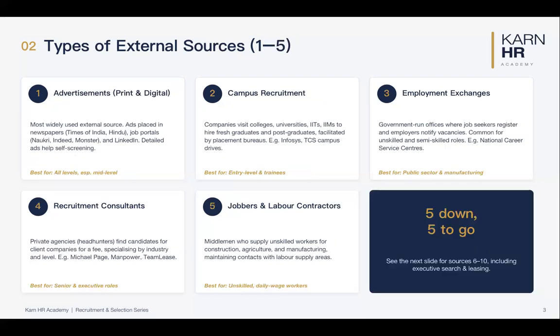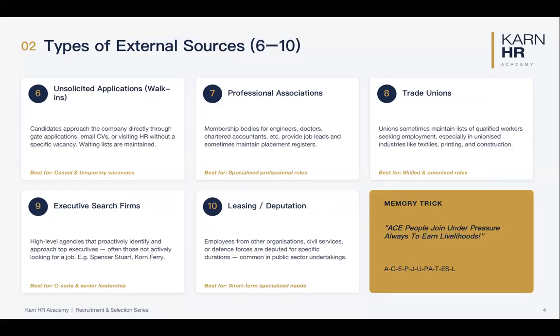What are they? Advertisements, campus recruitment, employment exchanges, recruitment consultants, jobbers, and labor contractors. Labor contractors are those middlemen who supply unskilled workers for activities like construction, agriculture, and manufacturing. They also maintain contact with labor supply areas. So labor contractors are those who provide unskilled workers for the work of construction, agriculture, and manufacturing. Now, there are walk-ins, professional associations, trade unions, leasing, and executive search firms.